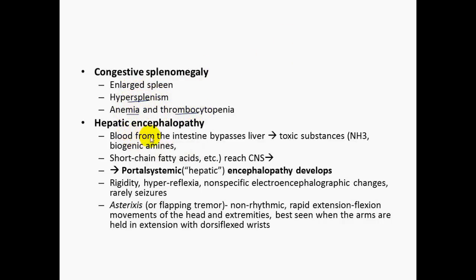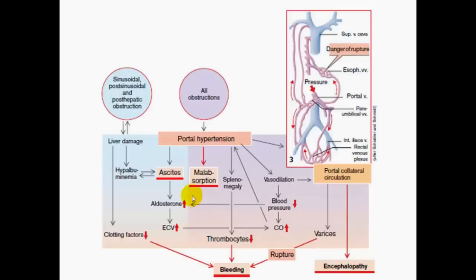Hepatic encephalopathy: an increased amount of ammonia reaches the brain and will cause encephalopathy. The patients will have asterixis, a flapping tremor, which is a non-rhythmic rapid extension-flexion movement of the head and extremities, best seen when the arms are held in extension with dorsiflexed wrists.